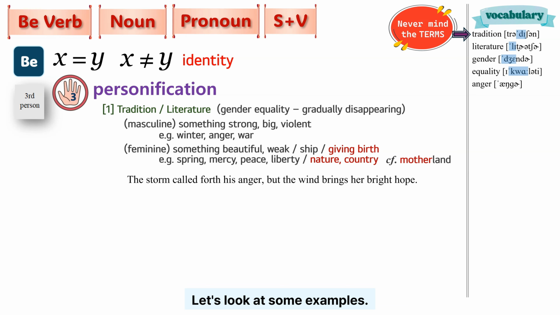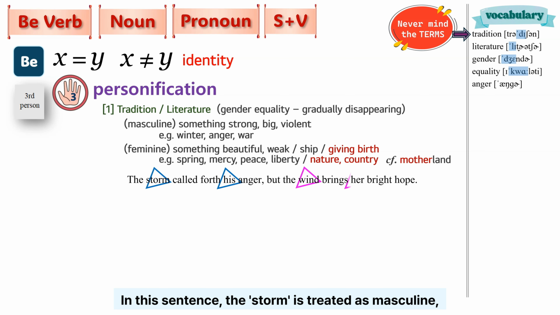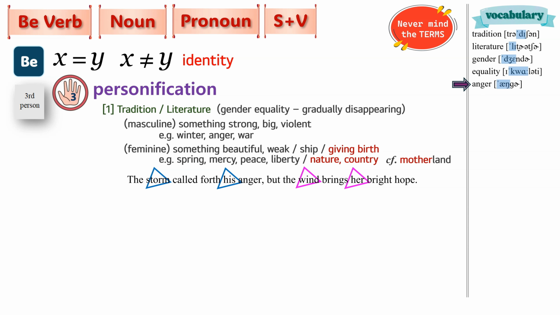Let's look at some examples. The storm made strong anger, but the wind gives good hope. In this sentence, the storm is treated as masculine and the wind is treated as feminine. Here, the pronouns his and her do not mean real people. Now let's check the stress and listen. The storm called forth his anger, but the wind brings her bright hope.